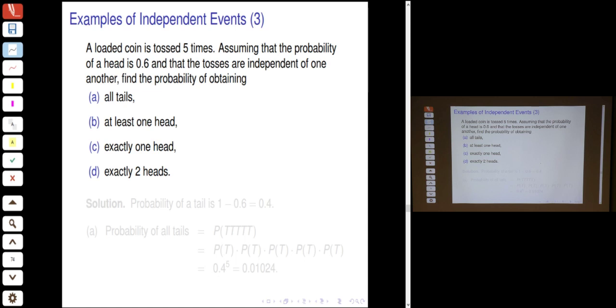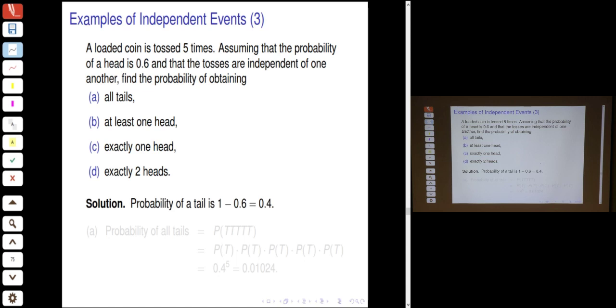So now find the probability of obtaining these A, B, C, D. A says no tail, B says at least one head, C says exactly one head, D says exactly 2 heads. You want to calculate the probability of these events. Okay, so let's go through them one by one.